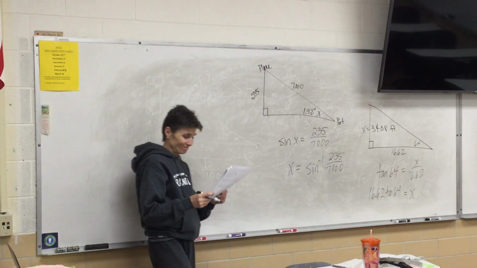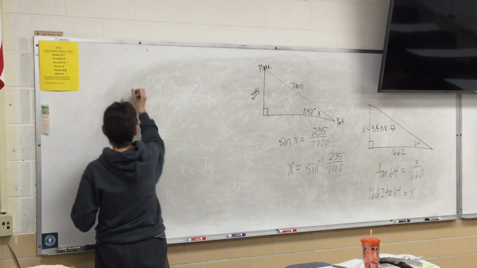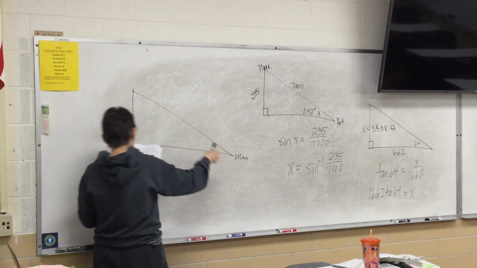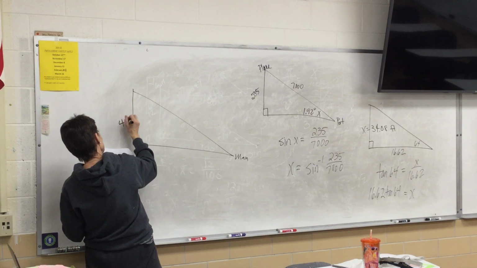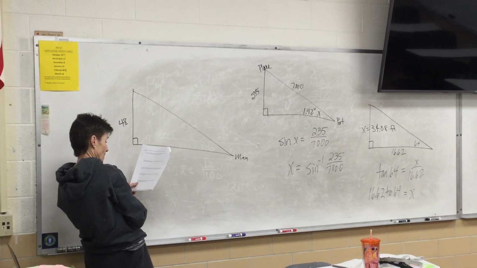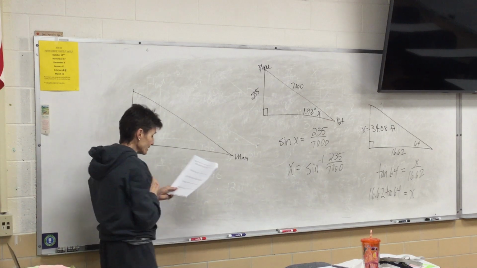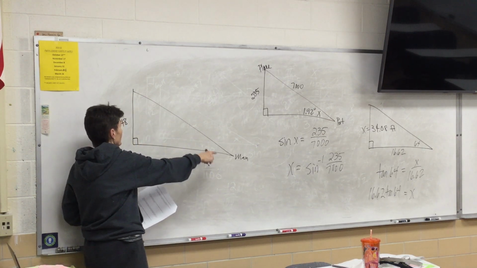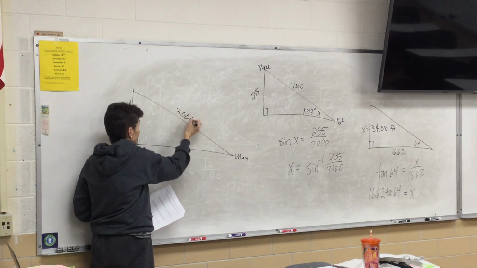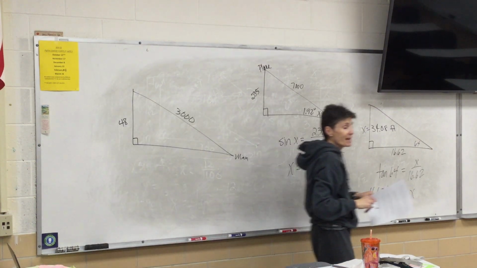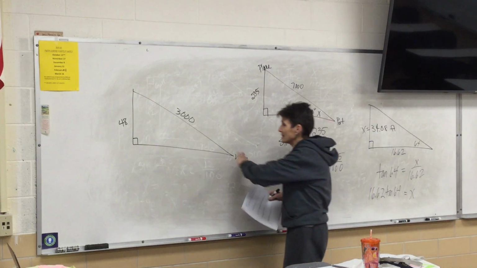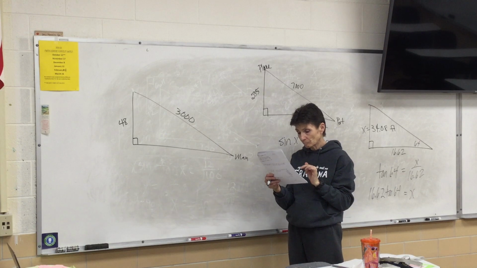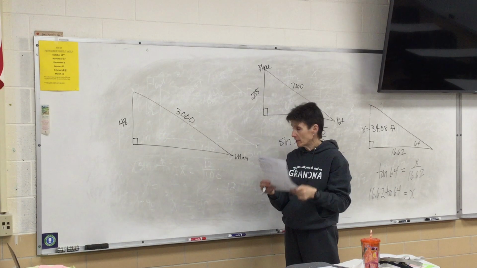All right, one more. We got a man looking at the top of a building that's 48 feet tall. He is standing 3,000 feet from the top of the building. So that's 3,000. The man is standing 3,000 feet from the top of the building. And we want to know the angle.